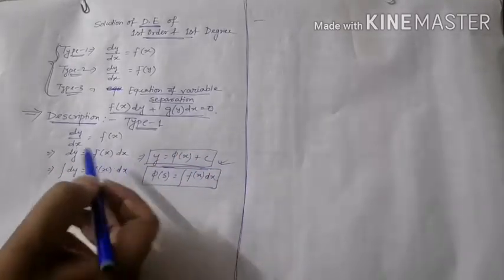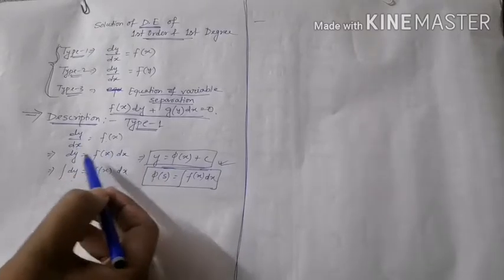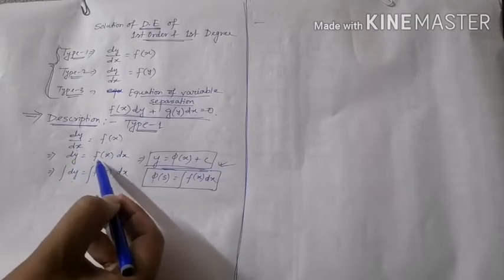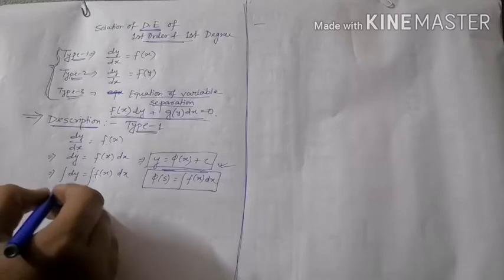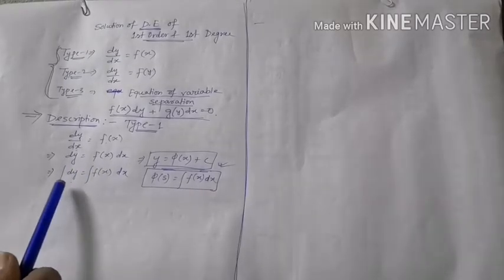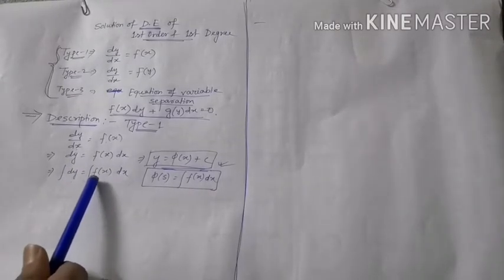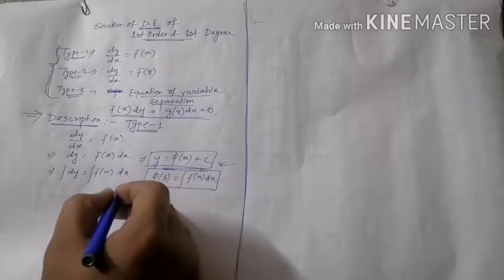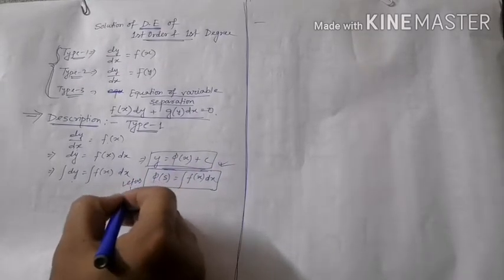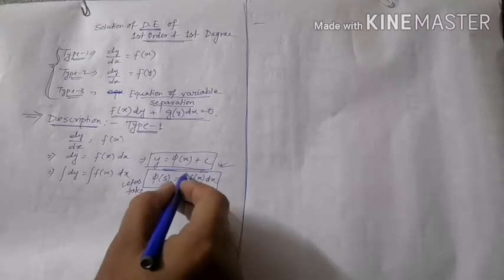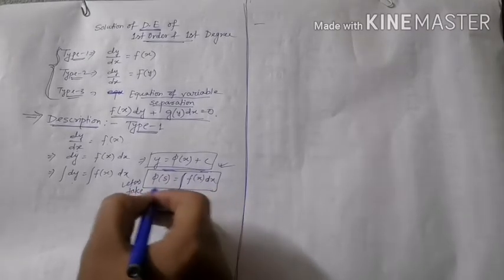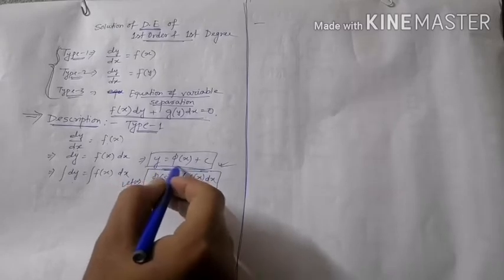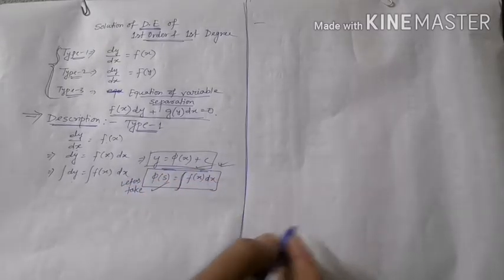Once again I will repeat, dy by dx equals f of x. We can take dy equals f of x into dx. Integrating both sides we get the integration of dy equals the integration of f of x dx. By integrating, let us take the integration of f of x dx equals phi x. So by putting this we can get this one.